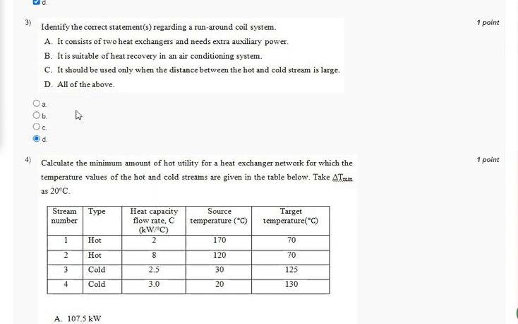Next question, identify the correct statement regarding a run around coil system. So all the options are correct for the run around coil system because it consists of two heat exchangers and needs extra auxiliary power from the pump. It is suitable for heat recovery in an air conditioning system. True. It should be used only when the distance between hot and cold stream is large. So it requires secondary fluid also, which is circulated through the circuit by the use of a pump. So all the options are correct.